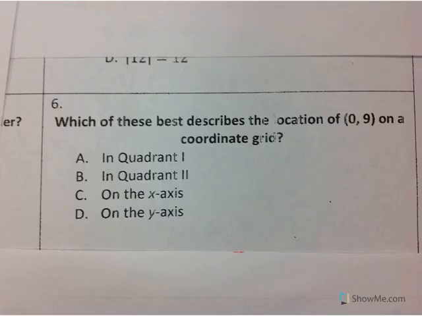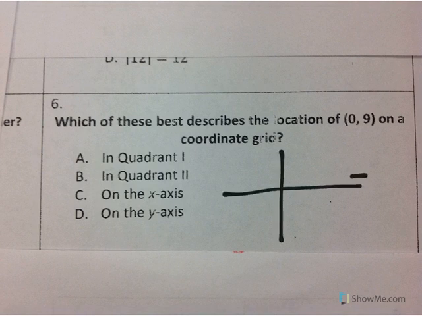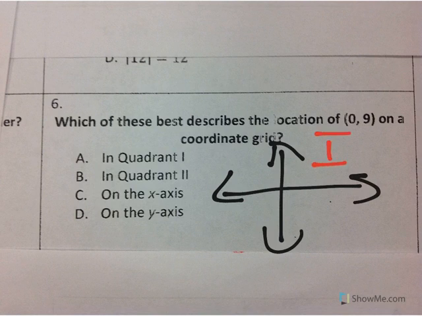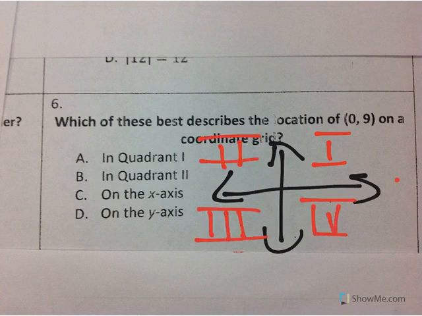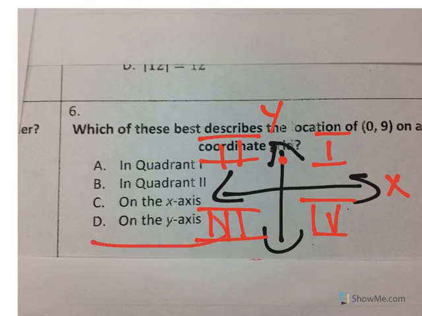Okay, this one's asking you about the coordinate grid location of (0, 9). So if I go ahead and make a grid right here, and I look at the point (0, 9). Well, I know this is quadrant 1, quadrant 2, quadrant 3, quadrant 4. This is my x-axis. This is my y-axis. So (0, 9), I start at my origin. It says to go nowhere. The 9 says to go up. So my point's going to be right around there, which is on the y-axis, right there. So my answer is D.